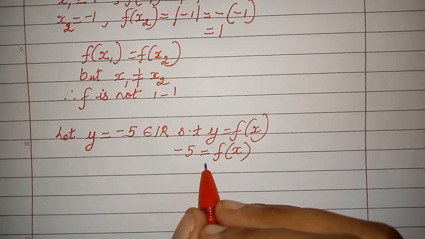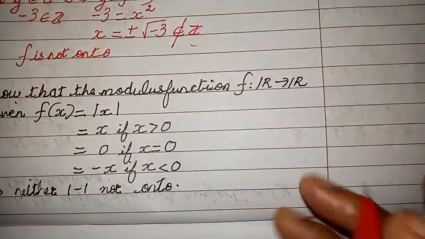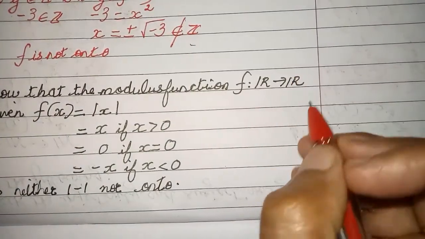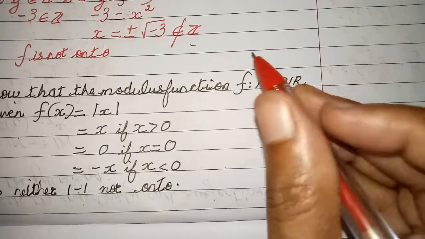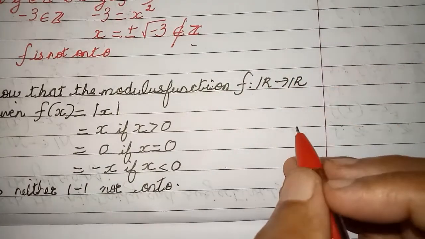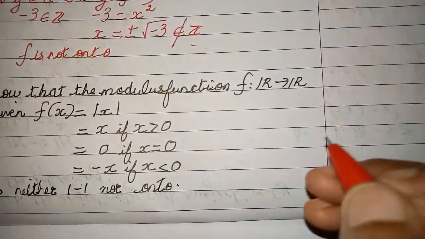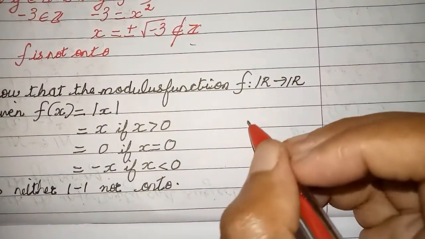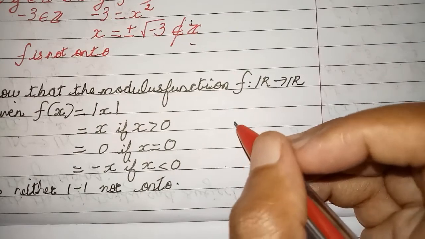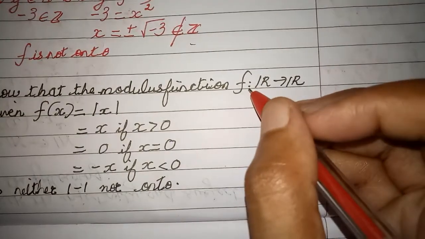Or in other words, I can say that in modulus function, all the negative numbers will not be having pre-images. For example, minus 4 will not have a pre-image. If it is minus 7, it will not have a pre-image. If it is minus 9, it will not have a pre-image, right? But if it is 7, I can have two options: minus 7 or 7. If it is 10, I can have two options, minus 10 or 10.